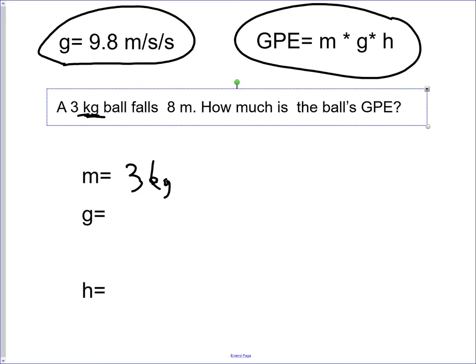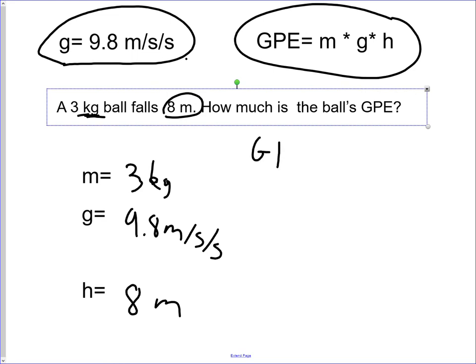My distance, or my height, is 8 meters, so I'm going to fill that in. And again, like I said, it's not written in the problem, but I know this is a constant, right? With gravity, my gravity is going to be 9.8 meters per second. Okay? So I'm going to write my formula. So I have GPE equals m times g times h.